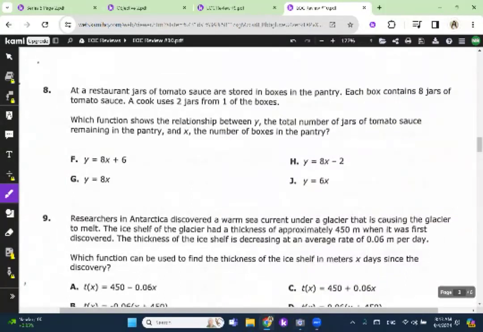8. How do you know it's 8? Because y equals mx, the 8 is where the m is. What word tells you? It says the word each. Each. So you're looking for an 8x. Get rid of J. Now from there, it says a cook uses 2 jars. If you use 2 jars, are you adding to the boxes or subtracting? Subtracting. So your answer is H.